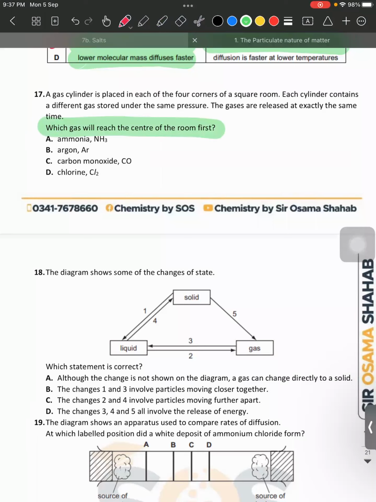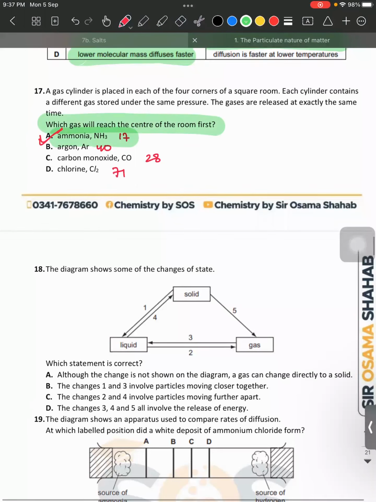So we have four different gases. It is 17, it is 40, it is 28, and it is 71, right? So we know that the lightest can diffuse first because it has the greatest or the fastest rate of diffusion. So Maha, you are absolutely right. Okay, so A will be the right answer.